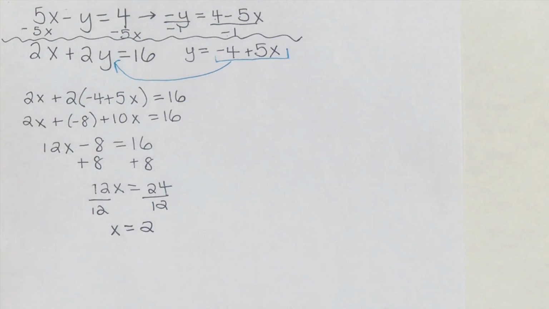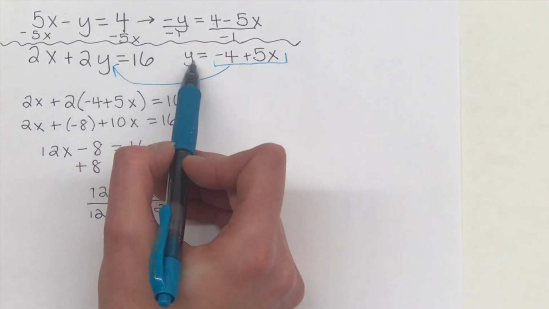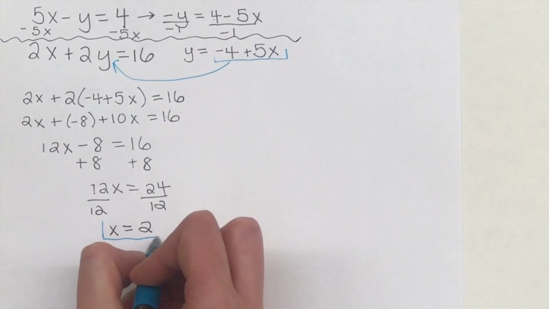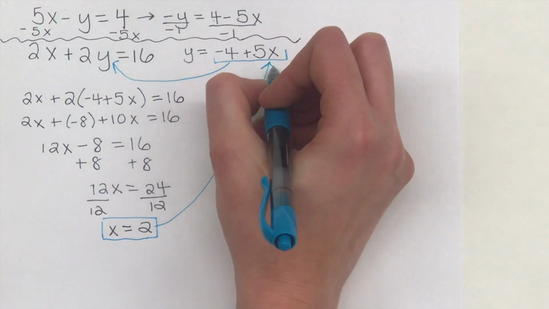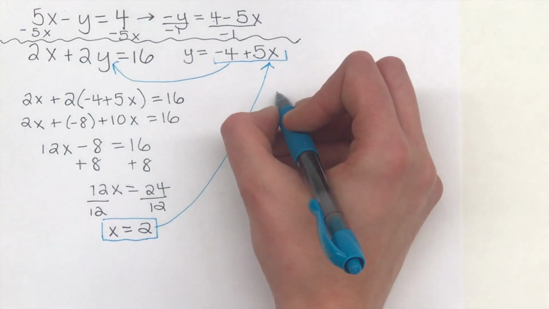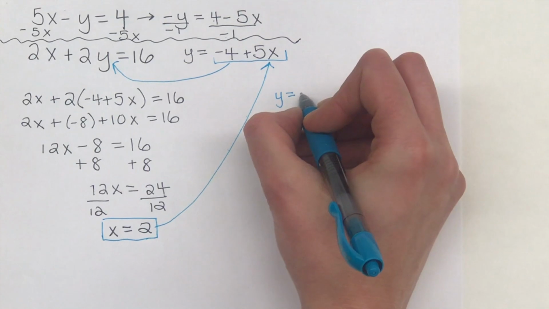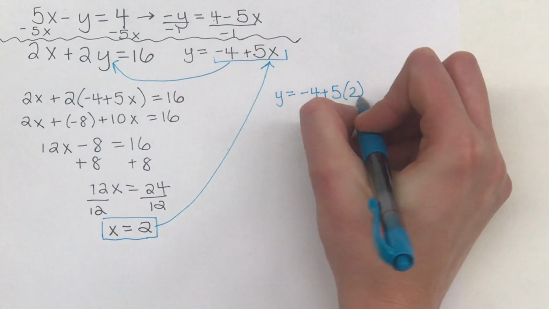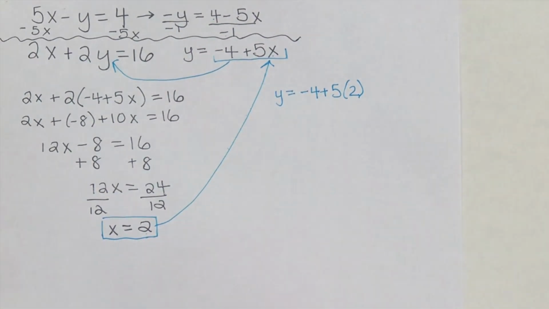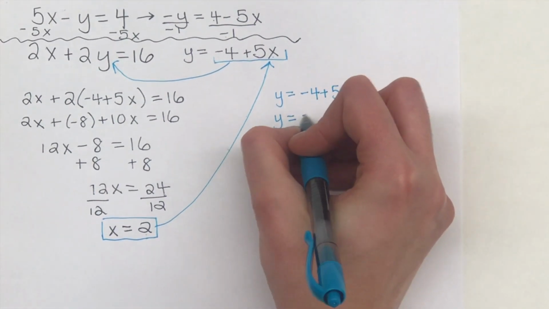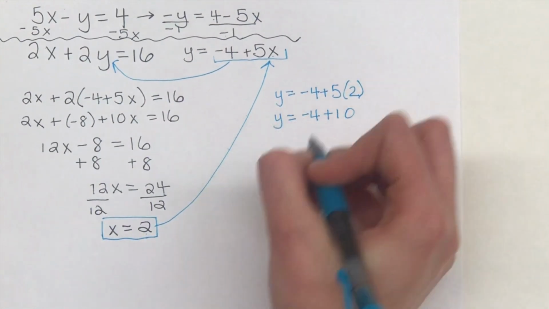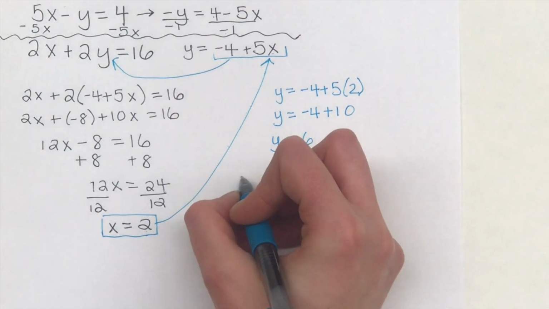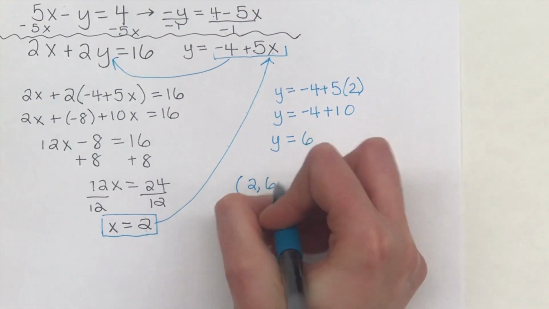Okay. Now we go back, and since we have these two equations, we no longer really have to worry about this top one. So I'm going to take this x, and I'm going to plug it in for the x up here. And we're going to have y equals negative 4 plus 5 times 2. Again, that 2 is replacing the x up top. So we have y equals negative 4 plus 10. Y equals 6, which means our point is 2, 6.